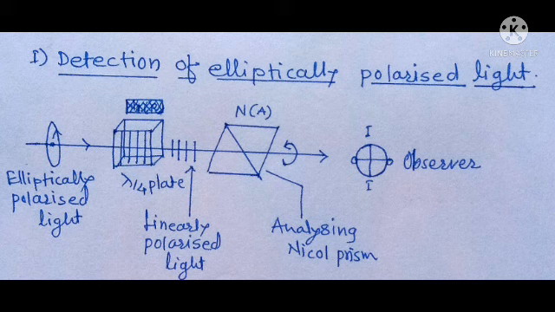Therefore, when this light is passed through the analyzing Nicol, the intensity becomes 0 at 2 points in one full rotation. If the light is partially polarized, then introduction of the lambda by 4 plate will not change the state of polarization. Hence, when tested with Nicol, intensity varies between I max and I minimum. So in this way we can detect elliptically polarized light.